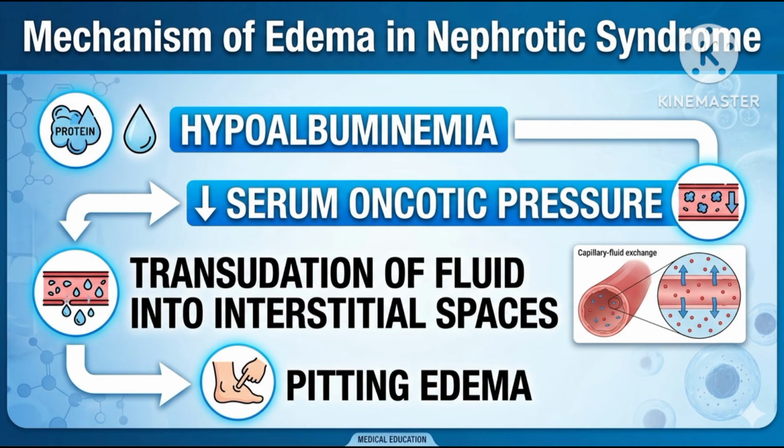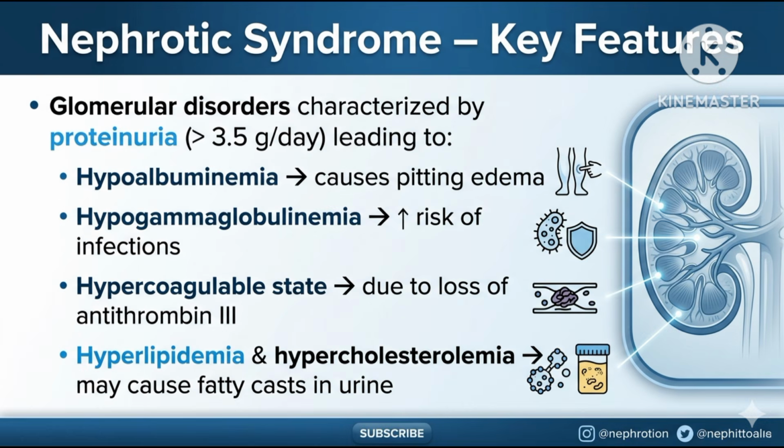As we all know, albumin maintains the oncotic pressure. Low albumin means low oncotic pressure, leading to pitting edema in nephrotic syndrome patients. Liver compensates to protein loss by increasing synthesis of lipoprotein. As we know, lipoproteins carry lipid, therefore increased level of lipoproteins causes hyperlipidemia in nephrotic syndrome patient.